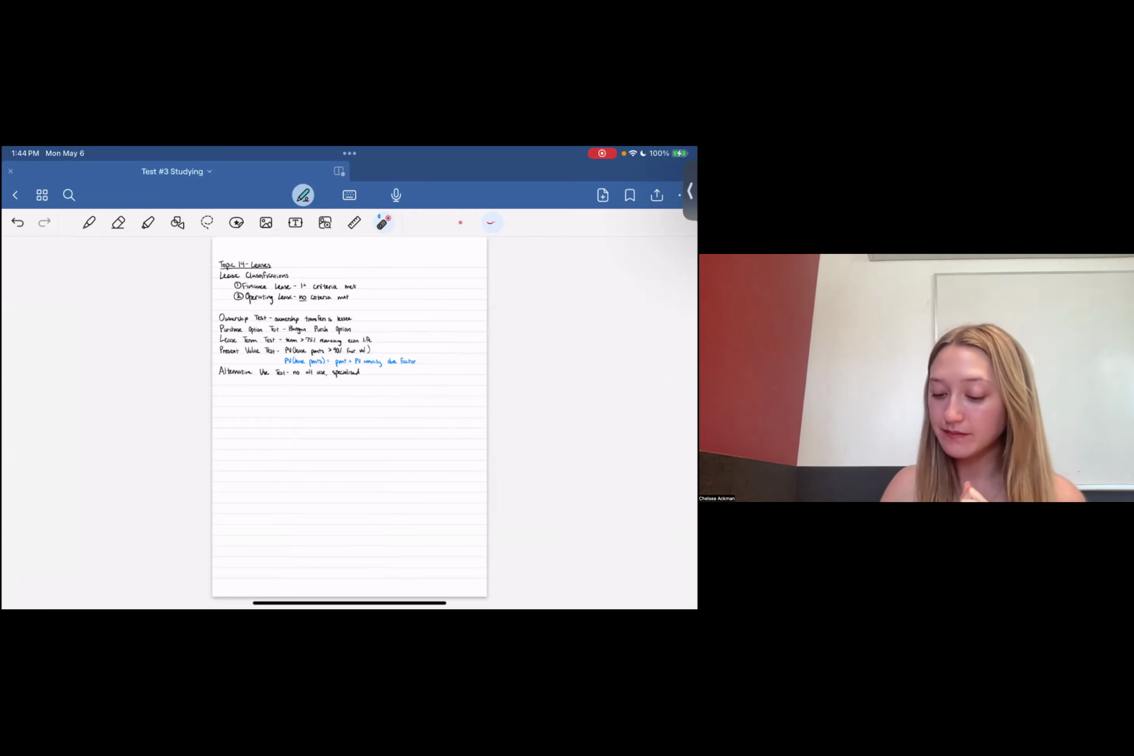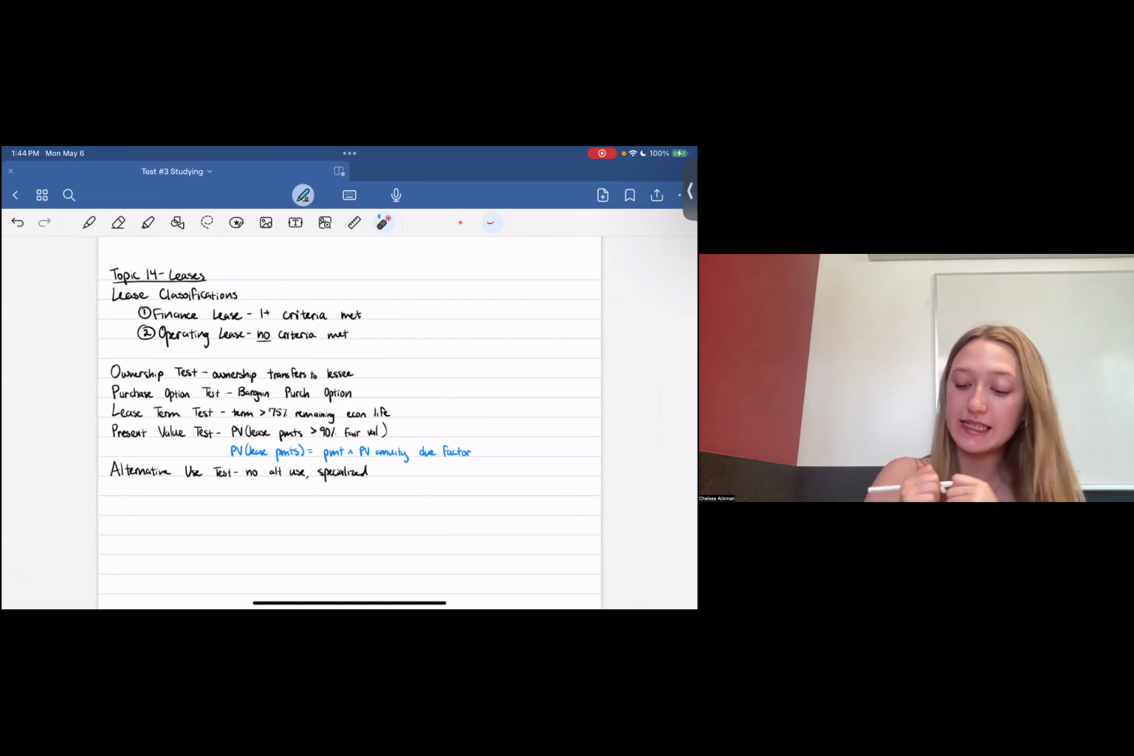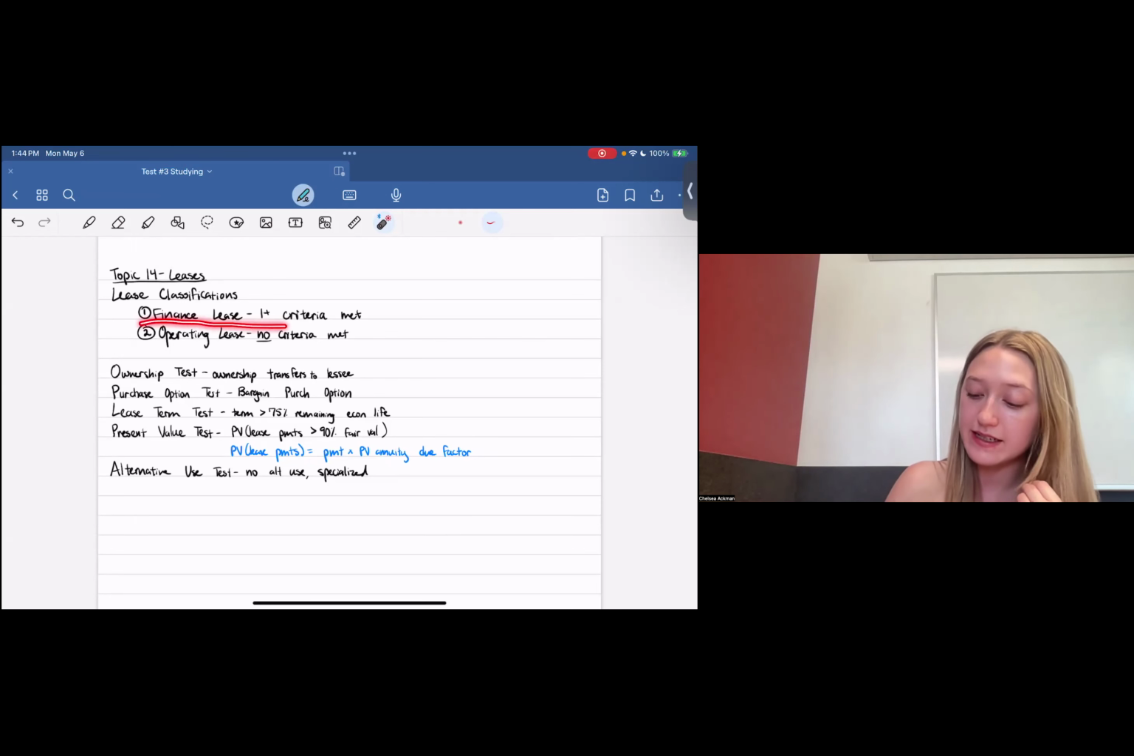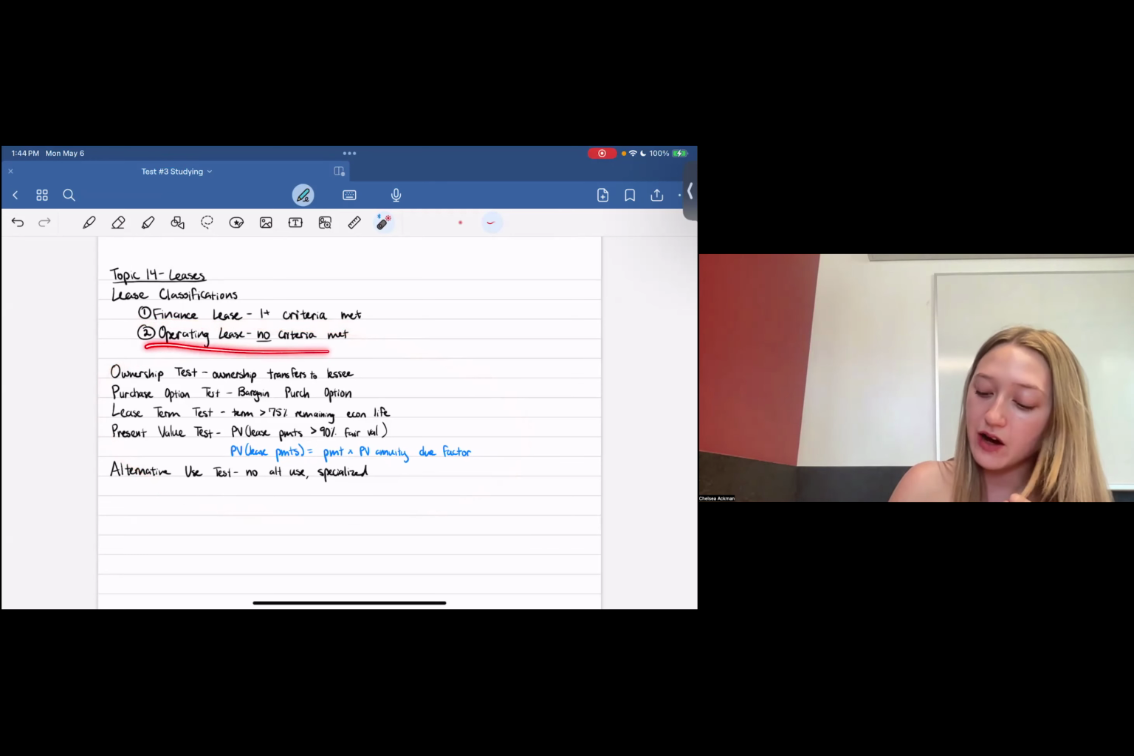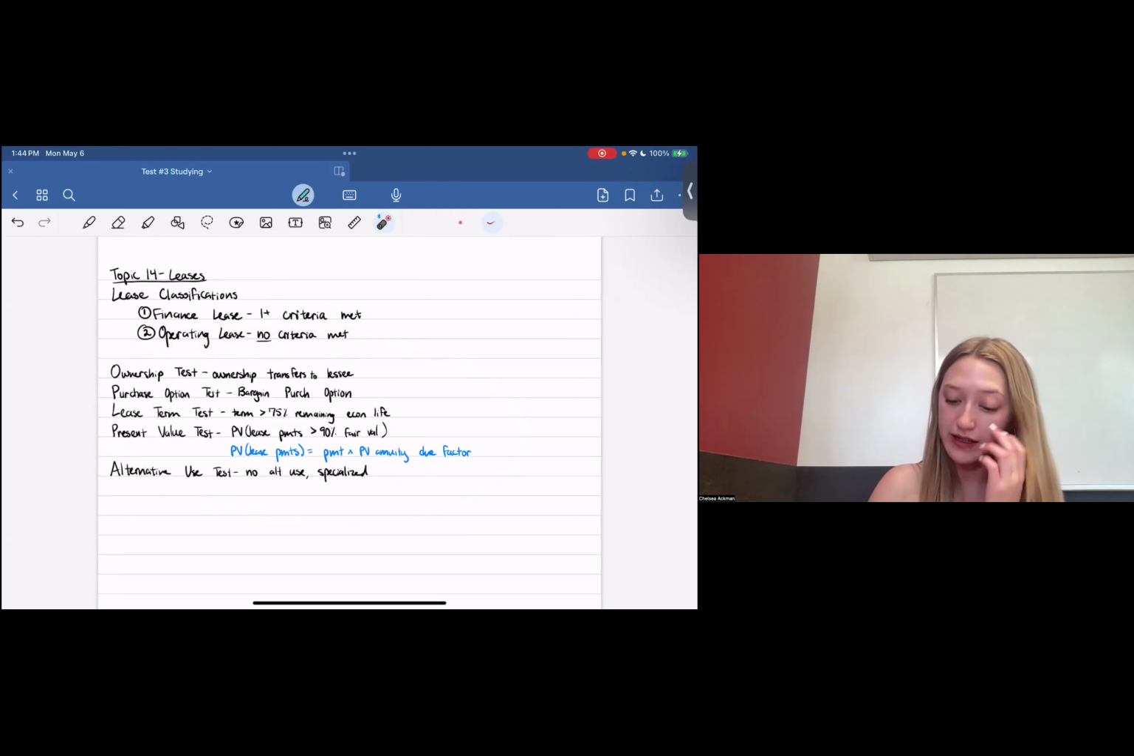So that was everything for taxes, remembering the different types of deferred tax assets, deferred tax liabilities, etc. Topic 14 is leases. So there's two different types of lease classifications. First is a finance lease, where you meet one or more of these criteria that I'll cover in a second. Then an operating lease meets none of those criteria.